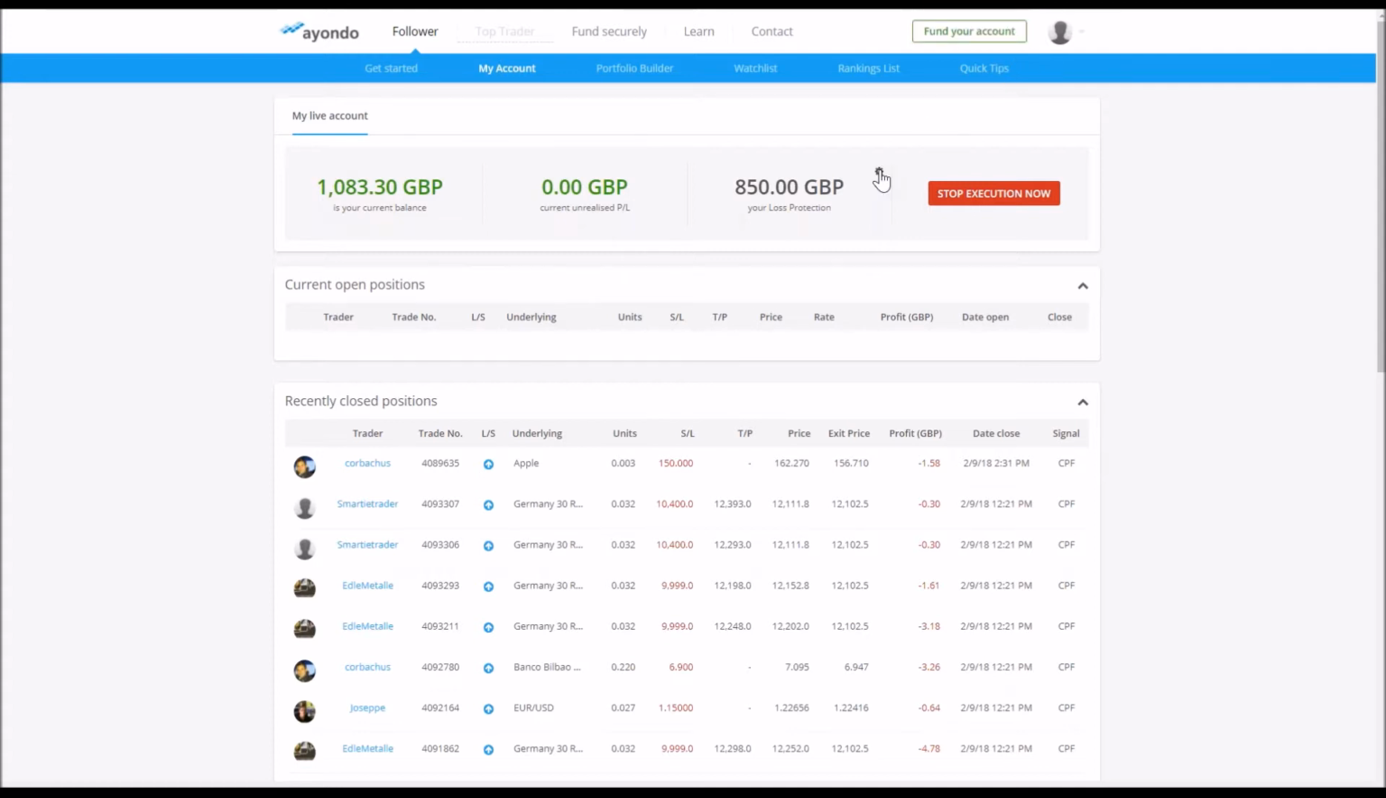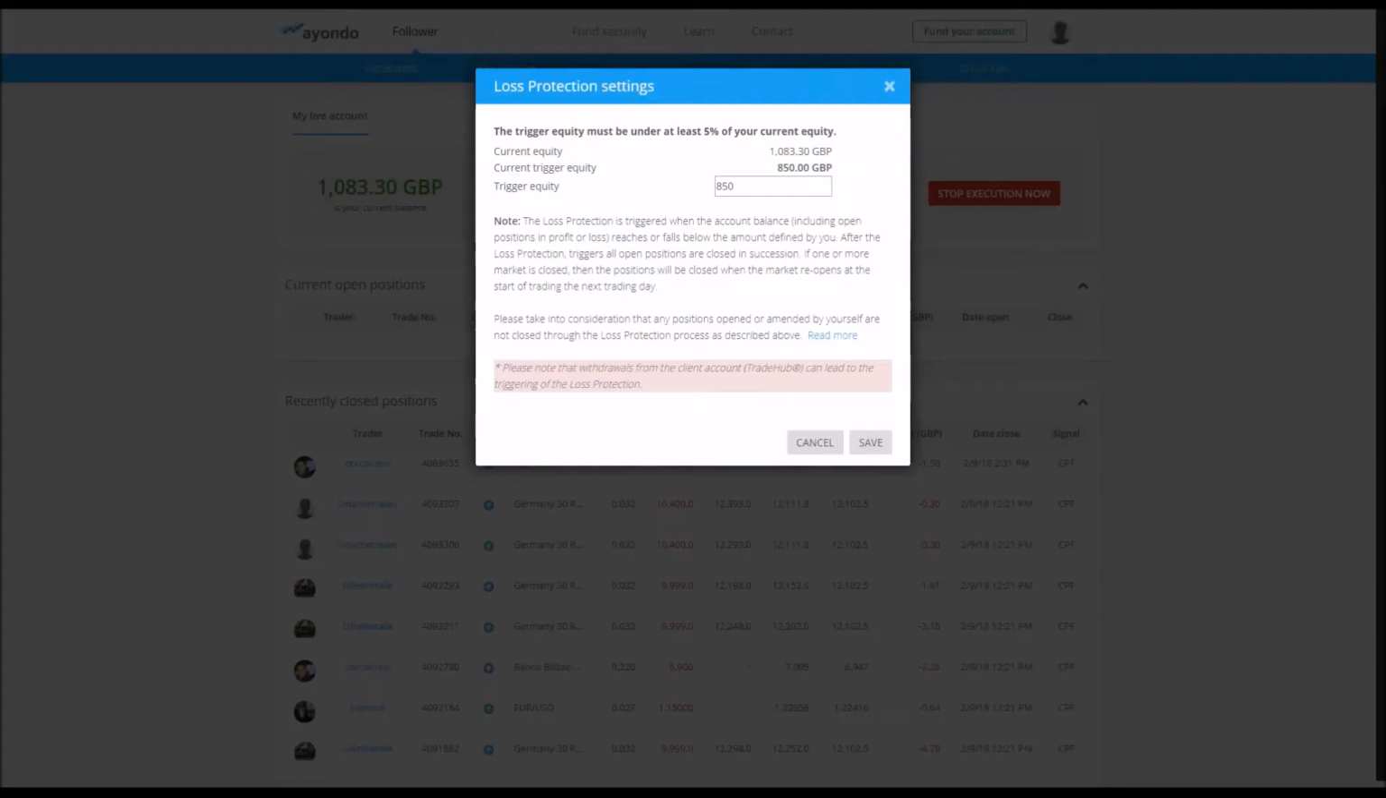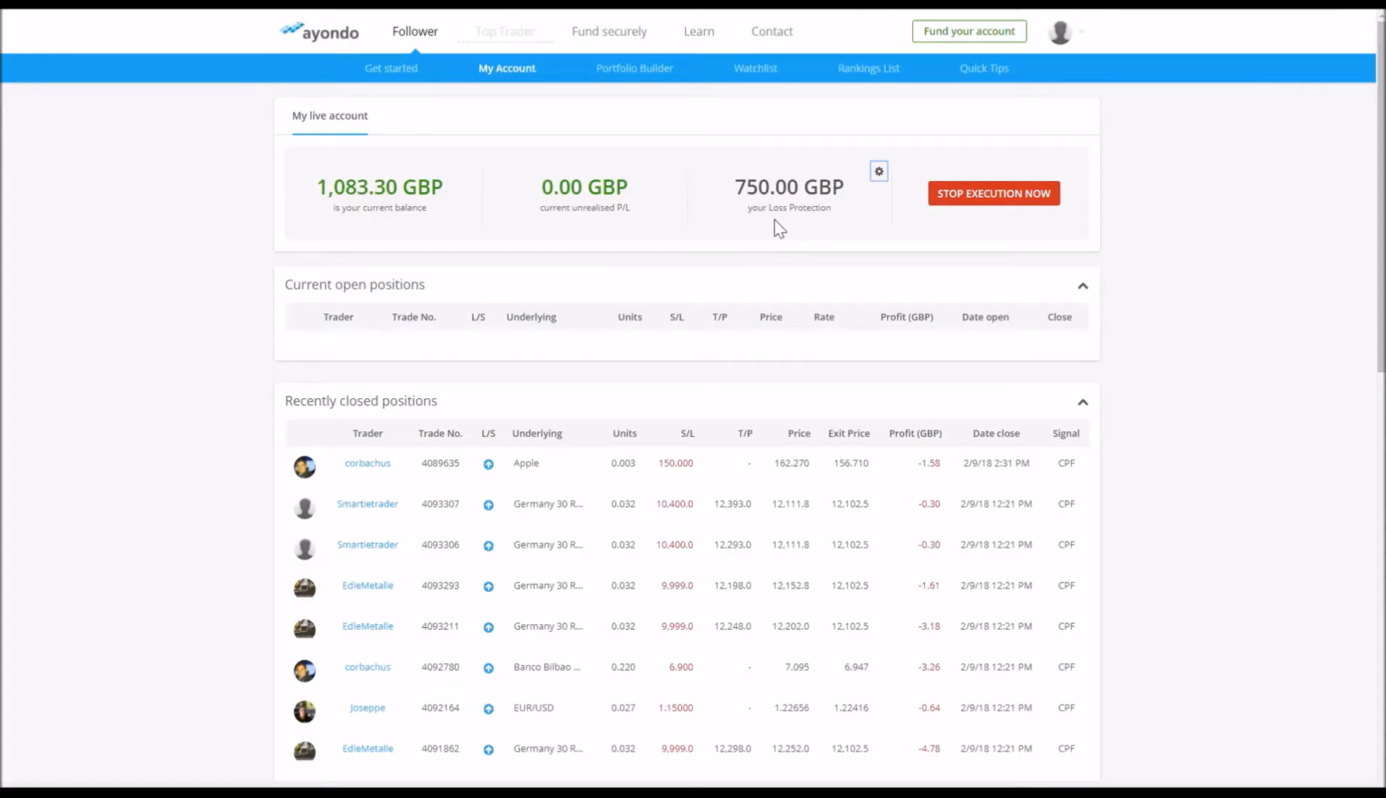If we go in here, this is the loss protection on the account. Basically, it's a financial stop loss on your account. So even though I've got just under £1,100 in my account, I can say, if my account balance falls to, including open positions, let's say £750, close out all the open trades and stop following everybody. It's another level of risk control, as long as it's within 5% of your current balance. So I'll put mine at 750, click on save, and that's it. There's my extra financial stop loss on my account.